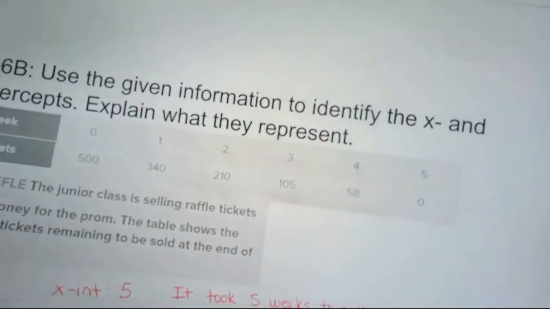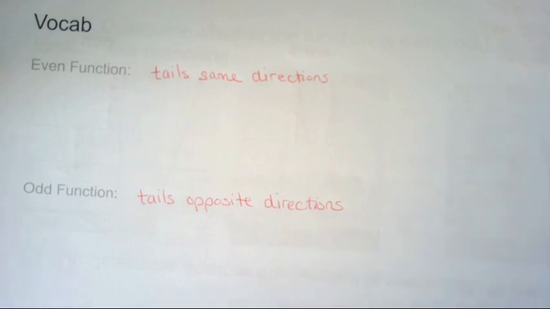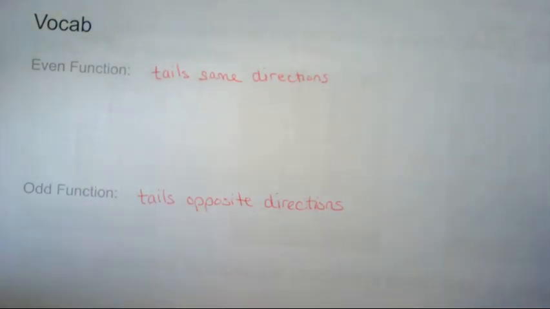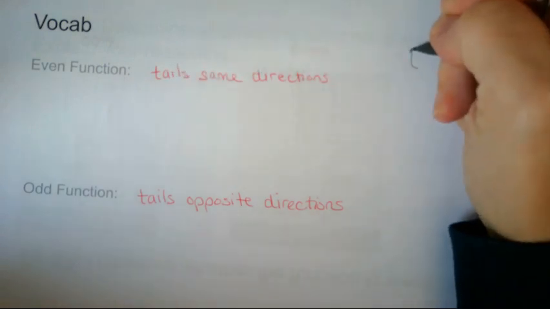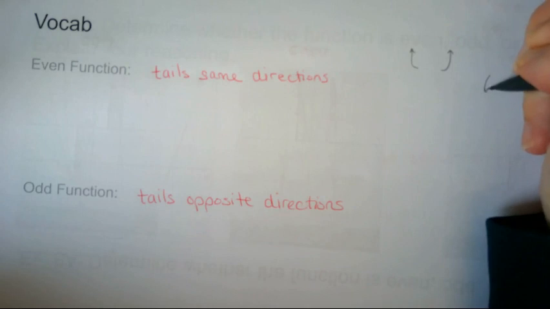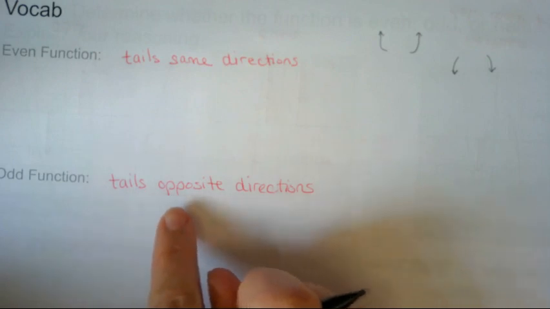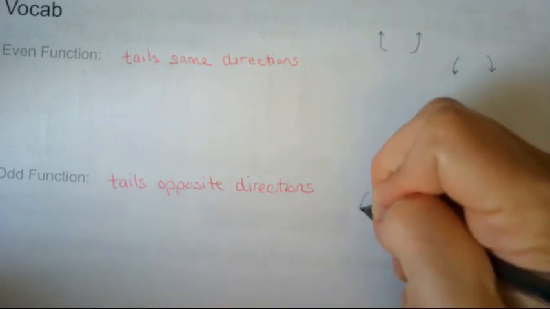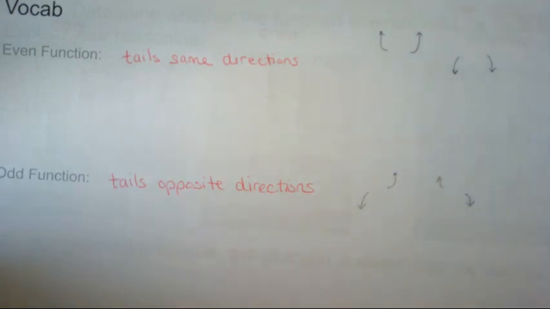All right, next part of this lesson is even and odd functions. So this kind of goes in with end behavior, and end behavior are the tails of your function. So if it's an even function, that means your tails go the same direction. So what that means is you're going to have a function where the arrowheads are both pointing up or both pointing down. If it's an odd function, the tails are opposite directions. So that means you would have one pointing down, one pointing up, or vice versa. One was up and then the other was down. So we're going to identify if it's even or odd, but there is one more part to it that you want to think about when you're looking at these graphs.